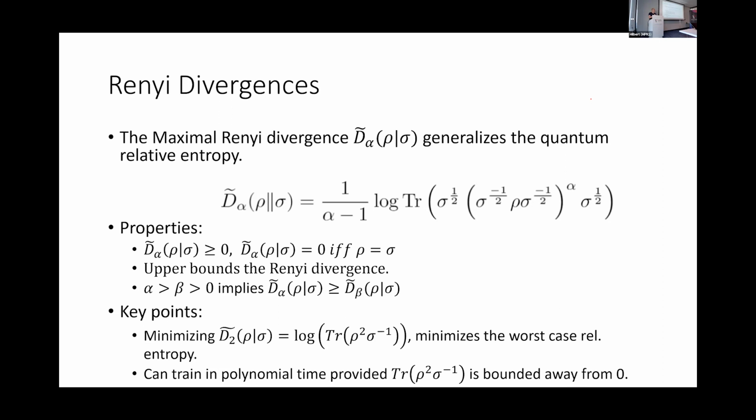So the question is, can we train with a quantum analog of the KL divergence? It turns out the quantum analog of the KL divergence, known as the relative entropy, has a little bit of a pain in the ass to it.